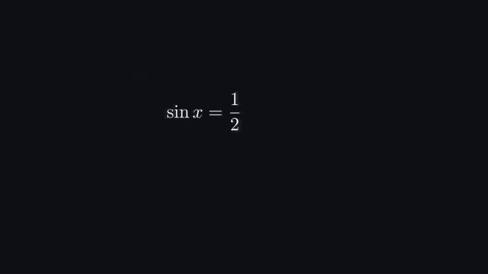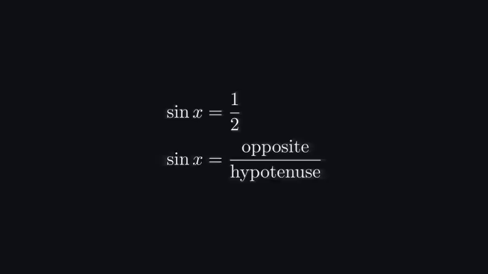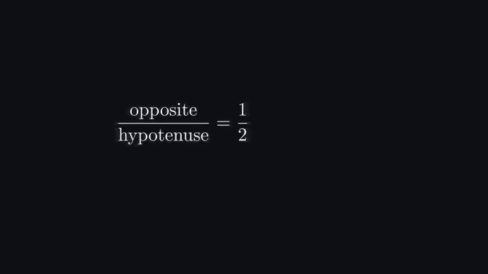Sin of x equals 1 over 2. Sin of x equals opposite over hypotenuse. Opposite over hypotenuse equals 1 over 2. Opposite equals 1. Hypotenuse equals 2.